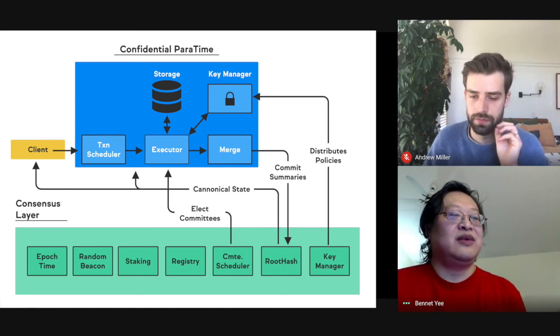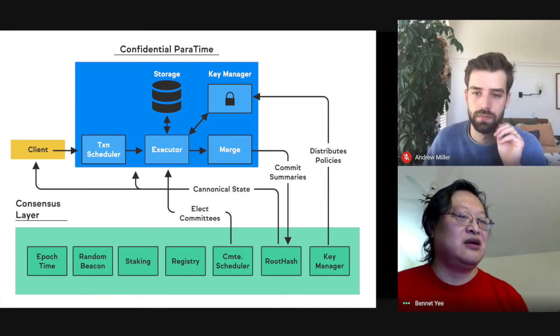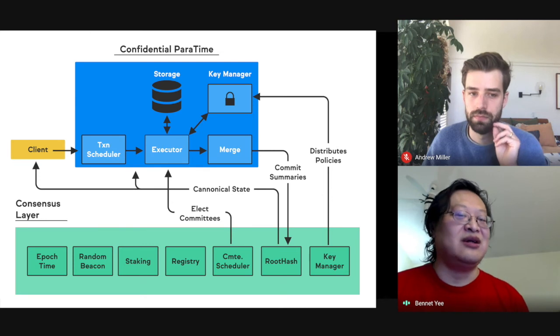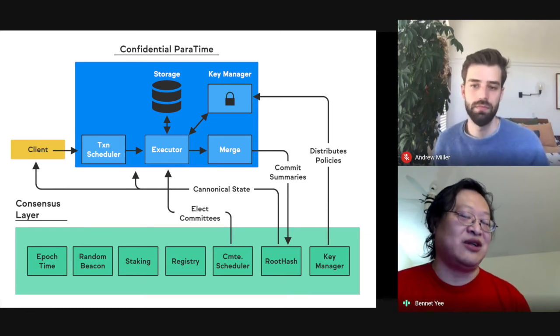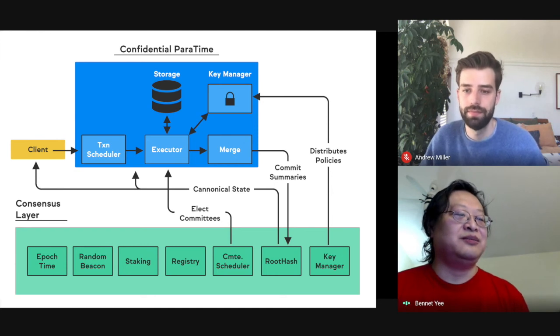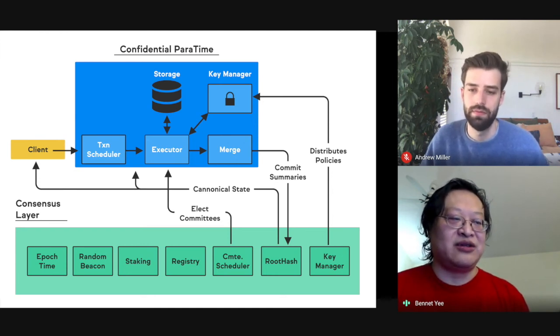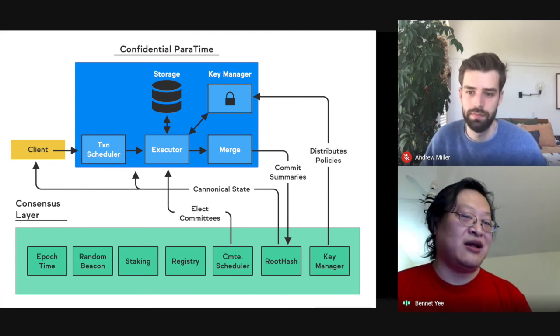Yeah, so confidential ParaTimes allow smart contracts to be written that can handle confidential data. The previous generation blockchains handled smart contracts, but anybody can observe the contract state. So you cannot ever handle anything that might be sensitive, like medical records, anything that should not be public. So here we have the confidential ParaTime, and because of the technologies used, we can process contract calls that involve data that should be confidential.